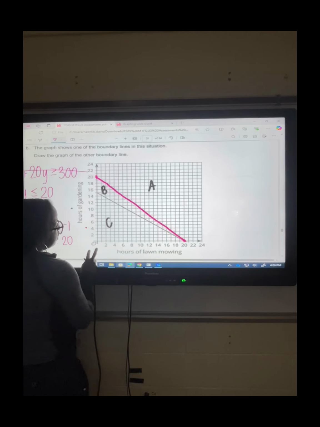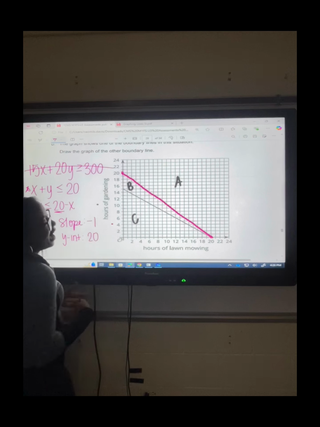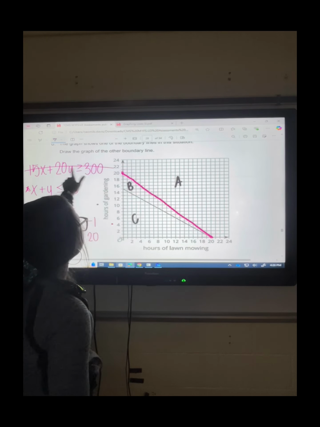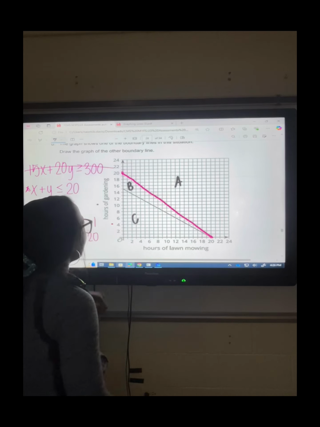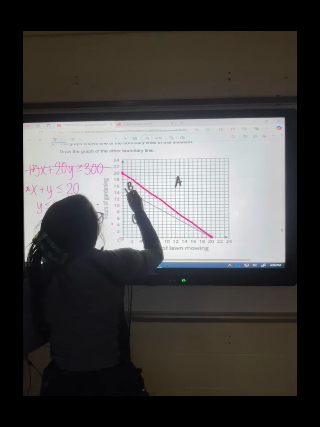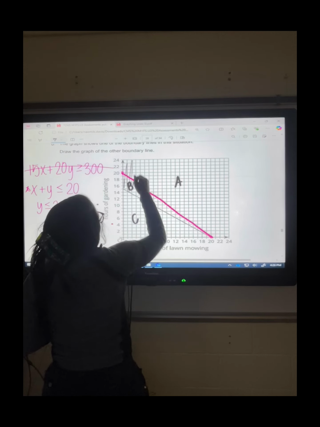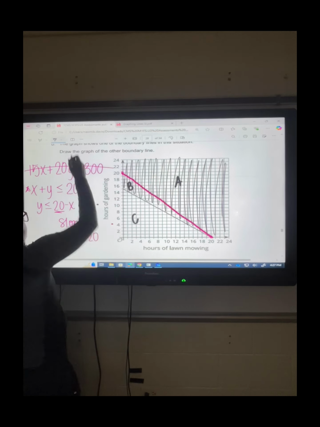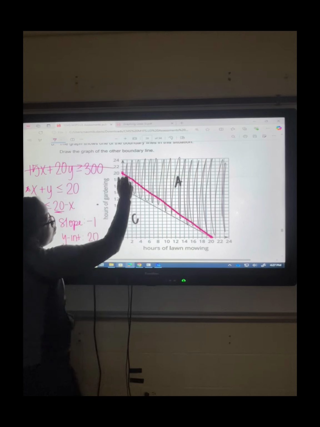However, because I'm such like a nice person, I'm gonna show you. So I know that this black line represents this top equation, right? And that says greater than. So I know that I'm gonna shade above this black line. Now my pink line says less than or equal to, so I'm going to shade below the pink line.